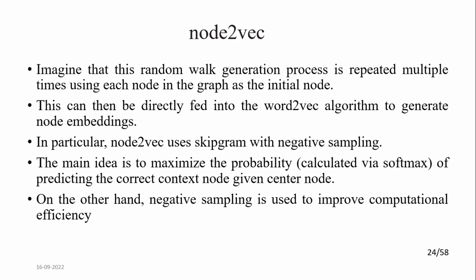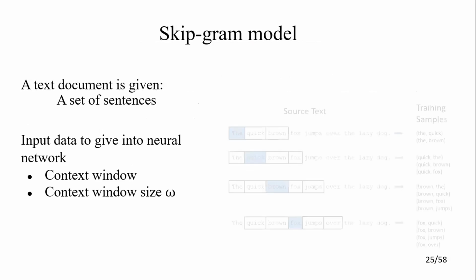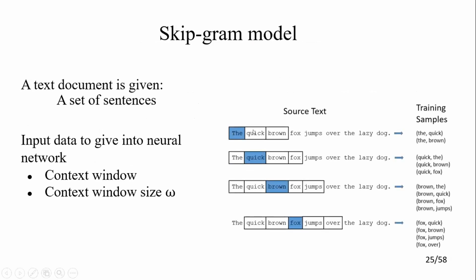In node2vec, we have a random walk along the network, and then it is applied to the skip-gram model. In the skip-gram model, we consider a representation of a text sequence, and we have to select which should be the next one, and then it is given to a graph embedding process. Suppose this is a source text, actually a sentence, and we take the word 'the', then the next should be 'quick', 'brown', 'fox'. Like that, we have to train the samples. In the next case, suppose we take 'quick', then the training samples should be 'quick, the' and 'quick, brown'. Like that, we have to select.